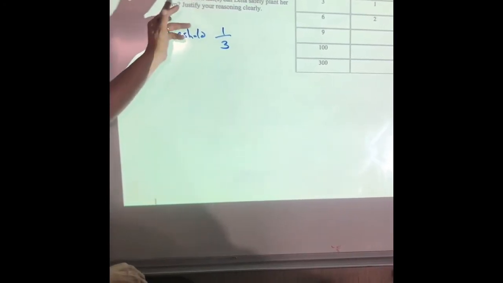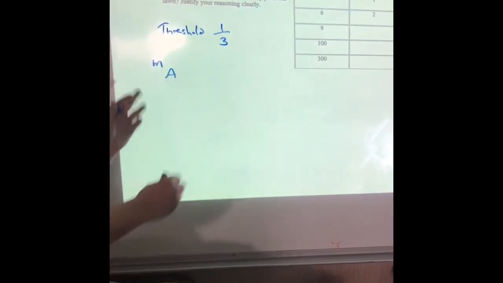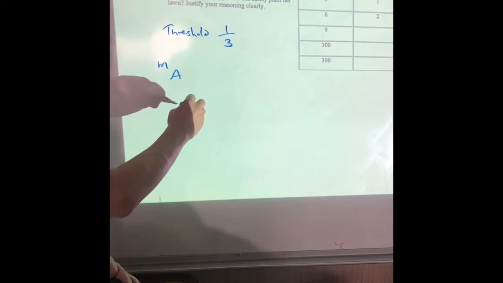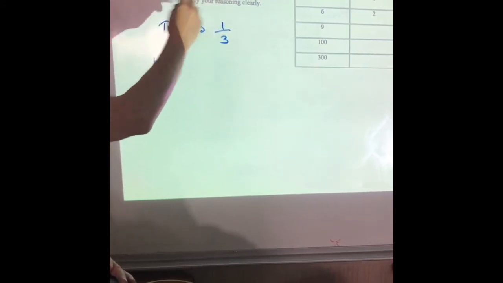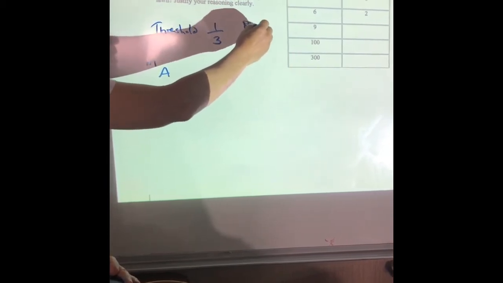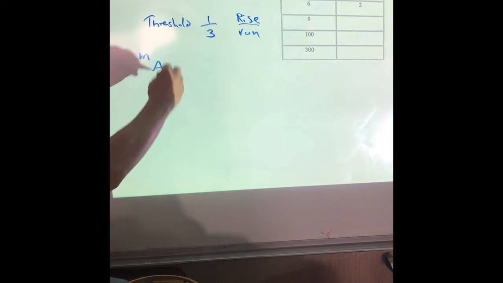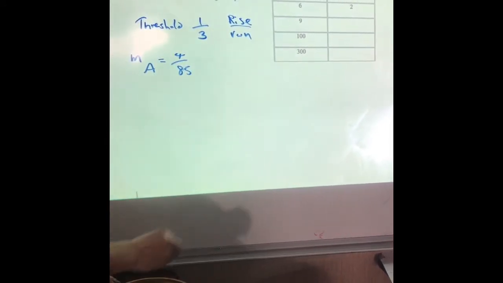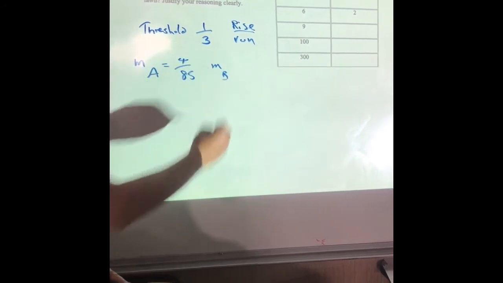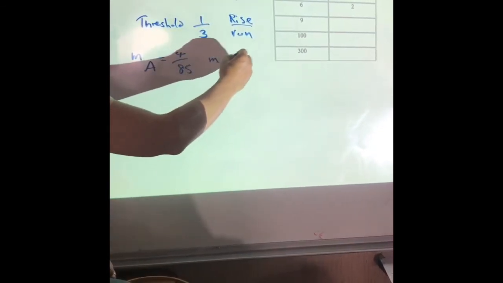Now, moving right along, you've got to calculate slope of hill A, M of A. So M means slope, A is the hill, and that would be rise over run. So remember, this is the key element here, rise over run. And 4 feet equals 4 over 85. And M of B is 75 over 200.